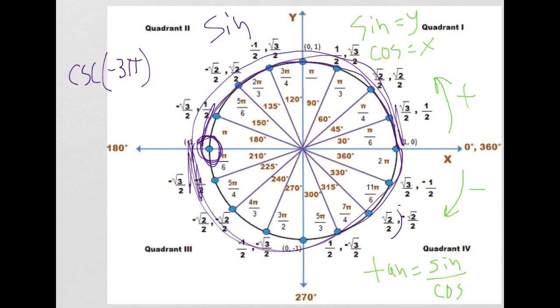Sine, we're talking about y values. Well, the y value of sine there is 0. The reciprocal of 0 is still 0. So cosecant of negative 3 pi has to be 0.